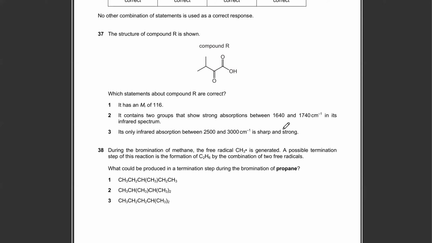Yes. What is the strong absorption in the 2500 to 3000 range? I mean, you don't have to. OH. Huh? OH, I think. Yeah, that's an OH and that's a carboxylic acid OH. I mean, the chart will be right. But it's saying it's only infrared absorption.